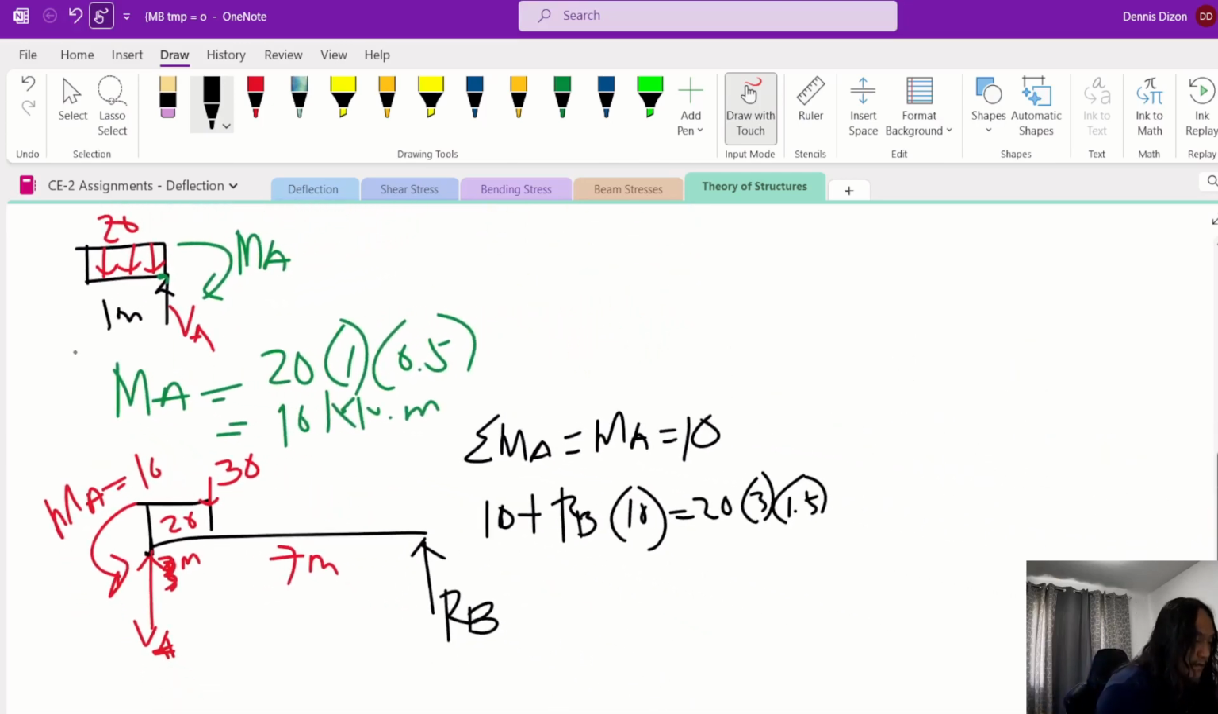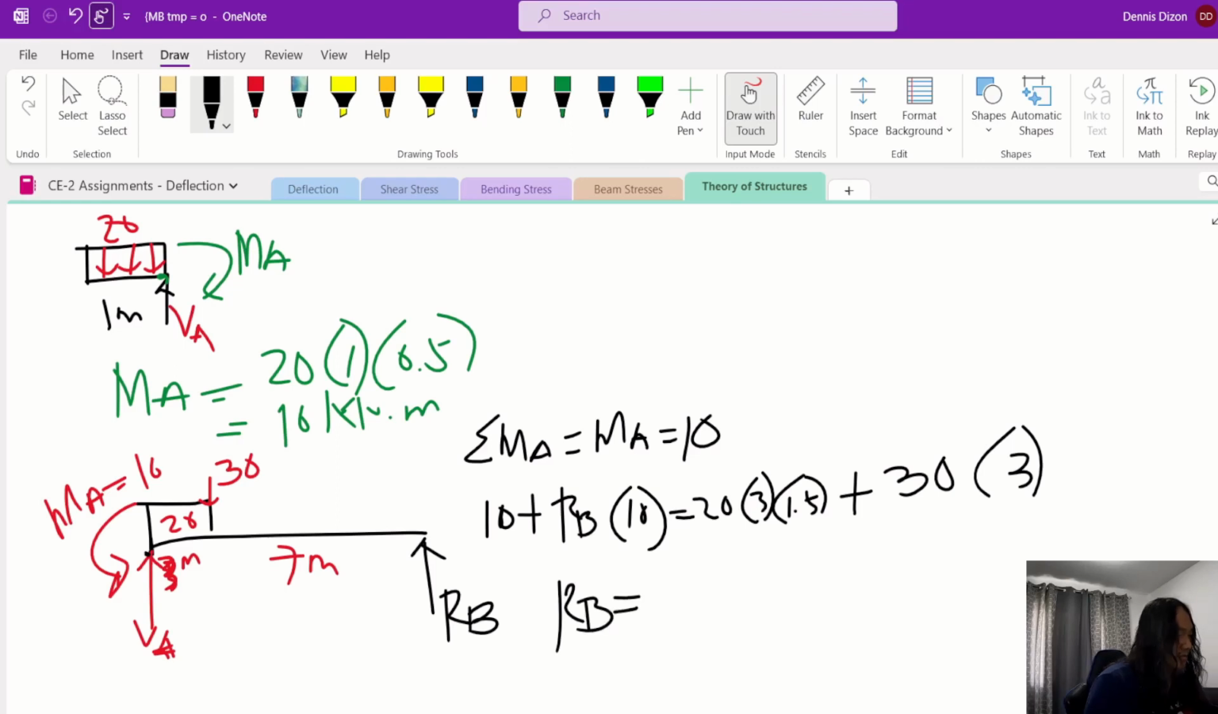That one. And then this is plus 30 times 3, right? So therefore, RB is equal to 20 times 3 times 1.5 plus 30 times 3, and then minus 10, transpose the moment at A, and then divided by RB. No, divided by 10.